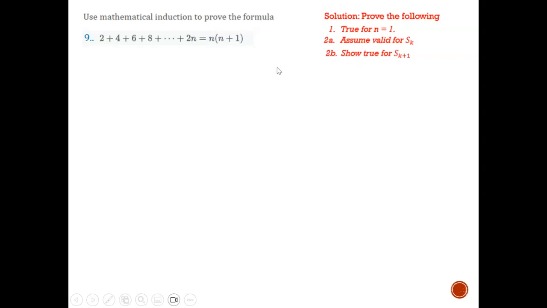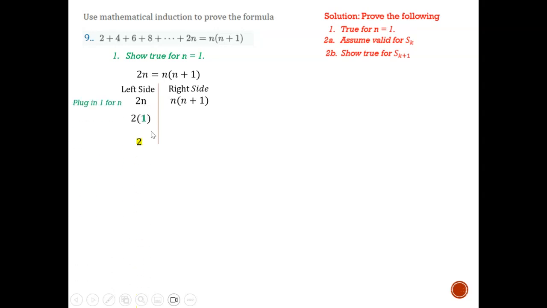But again, let me do it again. Number 9 with the same steps. So first I need to show true for n equals 1, right? This is my left side, and this is my right side. So if I plug in 1 on the left side, it's going to give us 2. If I plug in 1 on the right side, it will also give us 2 because 1 times (1 plus 1) will give us 2. Okay, so that means I can move on to the next step.